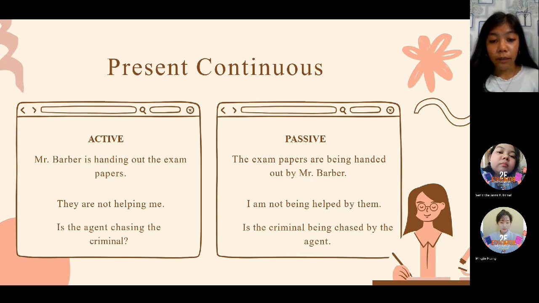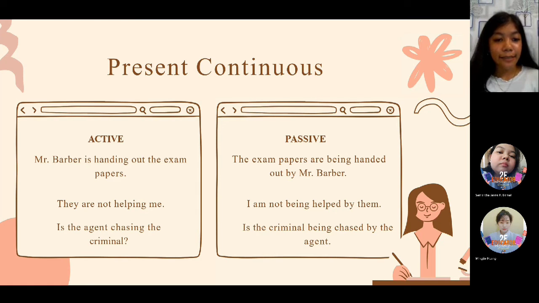Our subject in the first sentence, which is the active voice, became our agent in our passive sentence. And there is the word not, and this is a negative form. There is the word not plus the word being, because we talked about present continuous, plus the verb, which is in past participle.